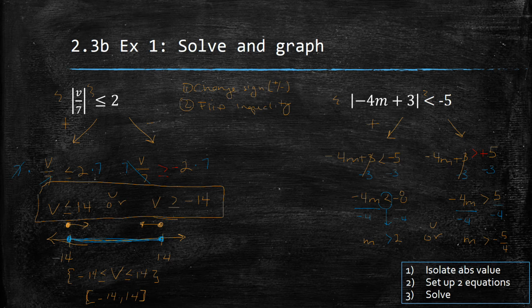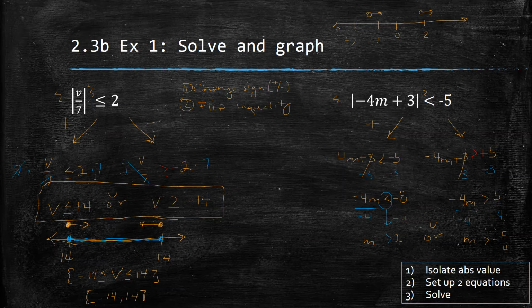So when you go to draw it on a number line, okay, negative 5 over 4, it's going to be negative 1 1/4. Okay, so it's going to be an open circle at negative 1 1/4. Greater than is to the right. And then we have m is greater than 2. Open circle over here to the right.